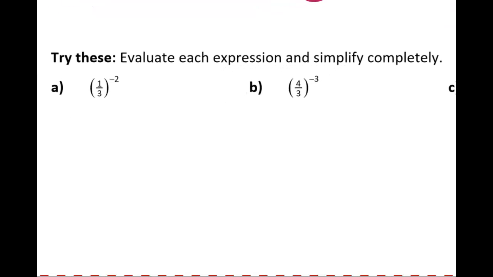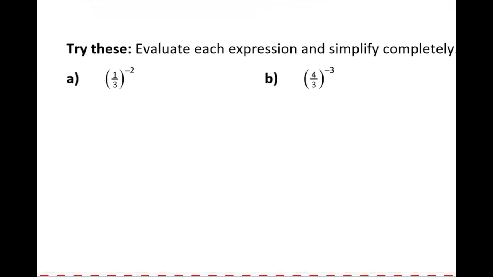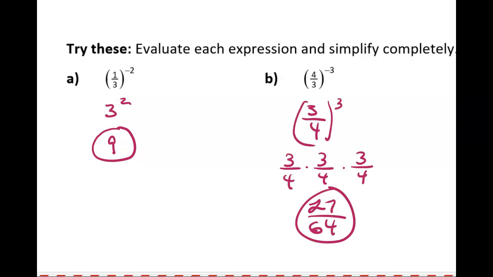All right, your turn to try the A below on your own. Pause the video while you do this. All right, this one is a negative exponent, so we're going to take the base's reciprocal and raise it to the positive exponent, so that should be 9. Now try B. This one should give you 27/64.